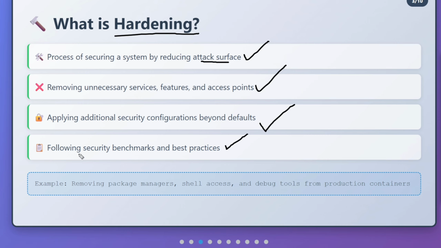The next point is following security benchmarks and best practices. You need to make sure to use trusted guidelines like the CIS Docker Benchmarks. Basically, this tells you what needs to be disabled, what needs to be restricted, and how to configure the containers in a secure manner.